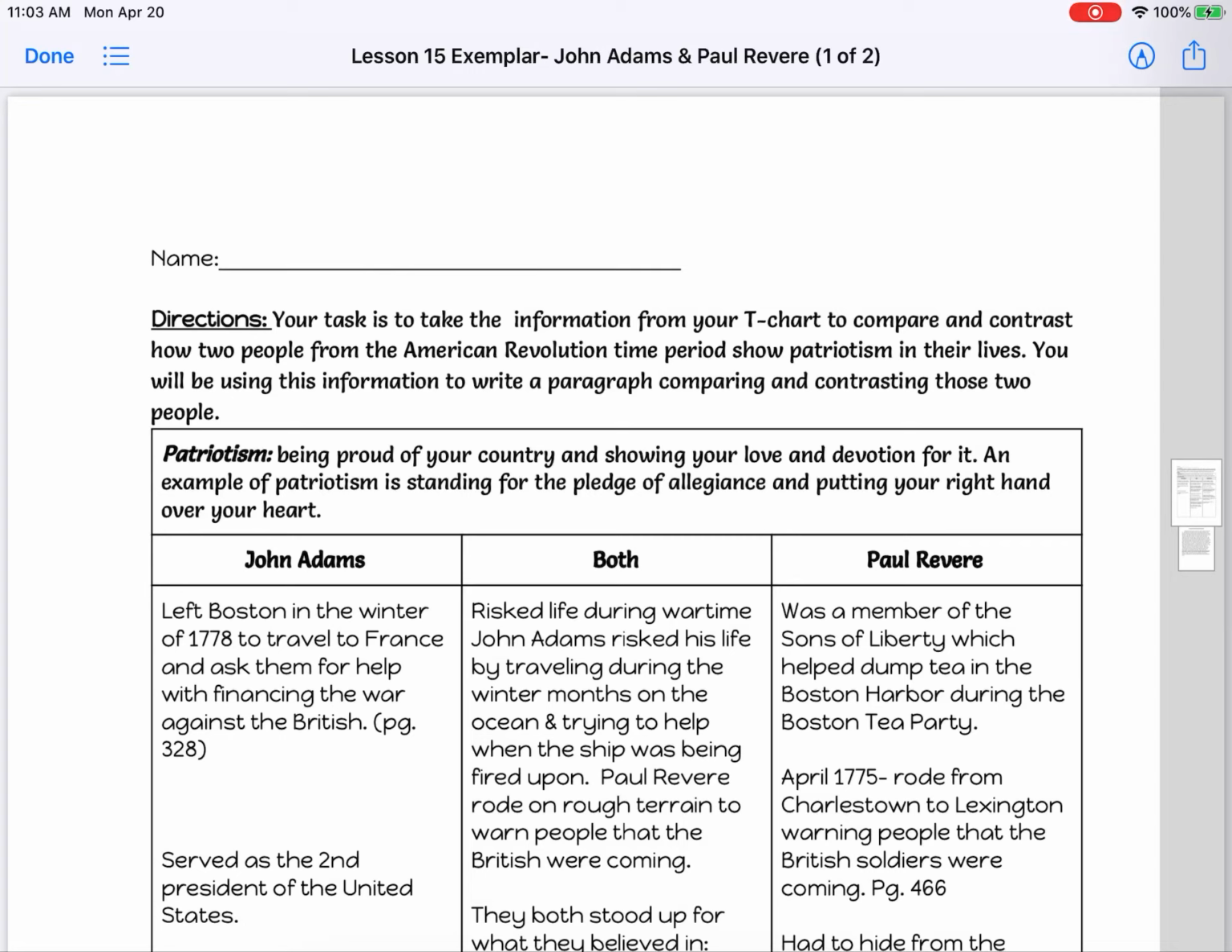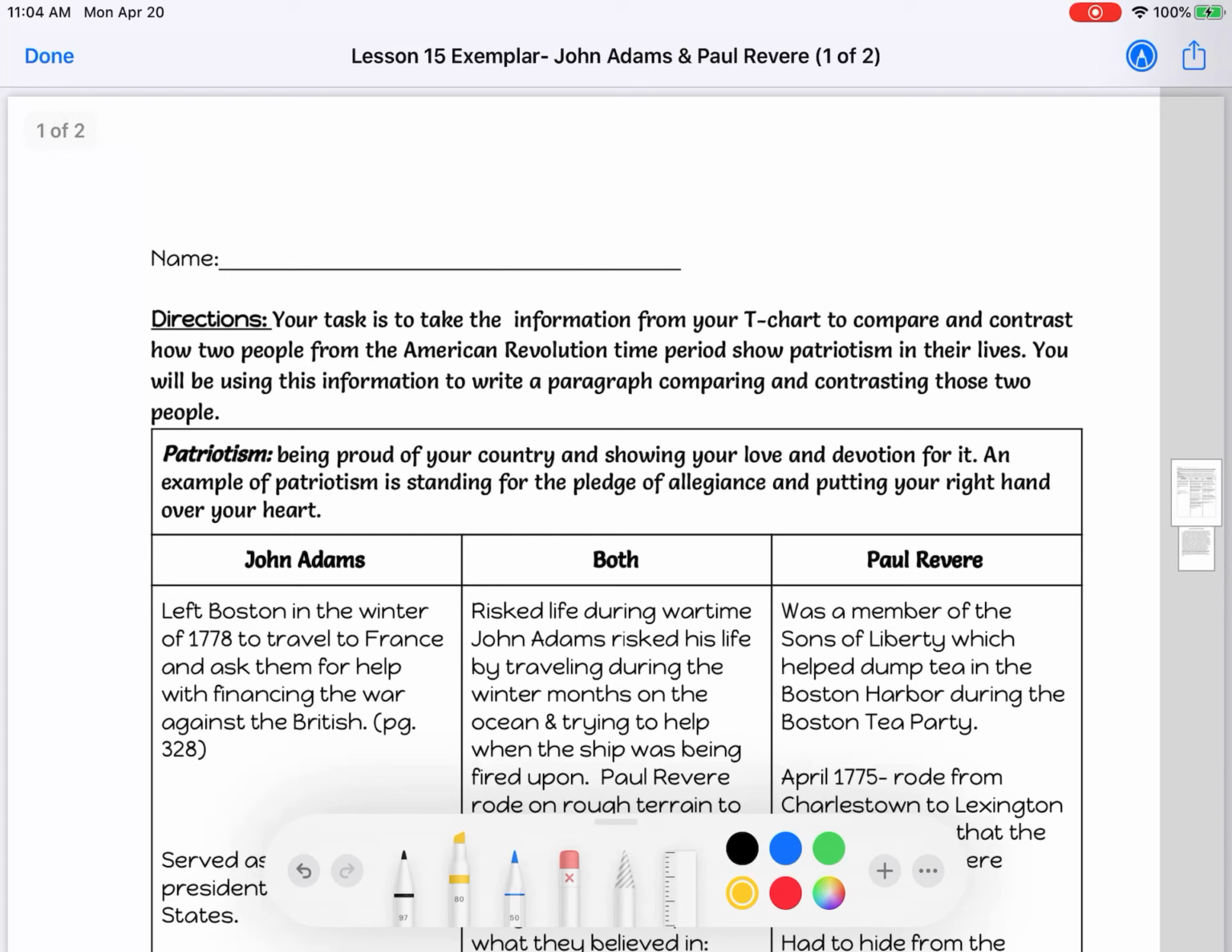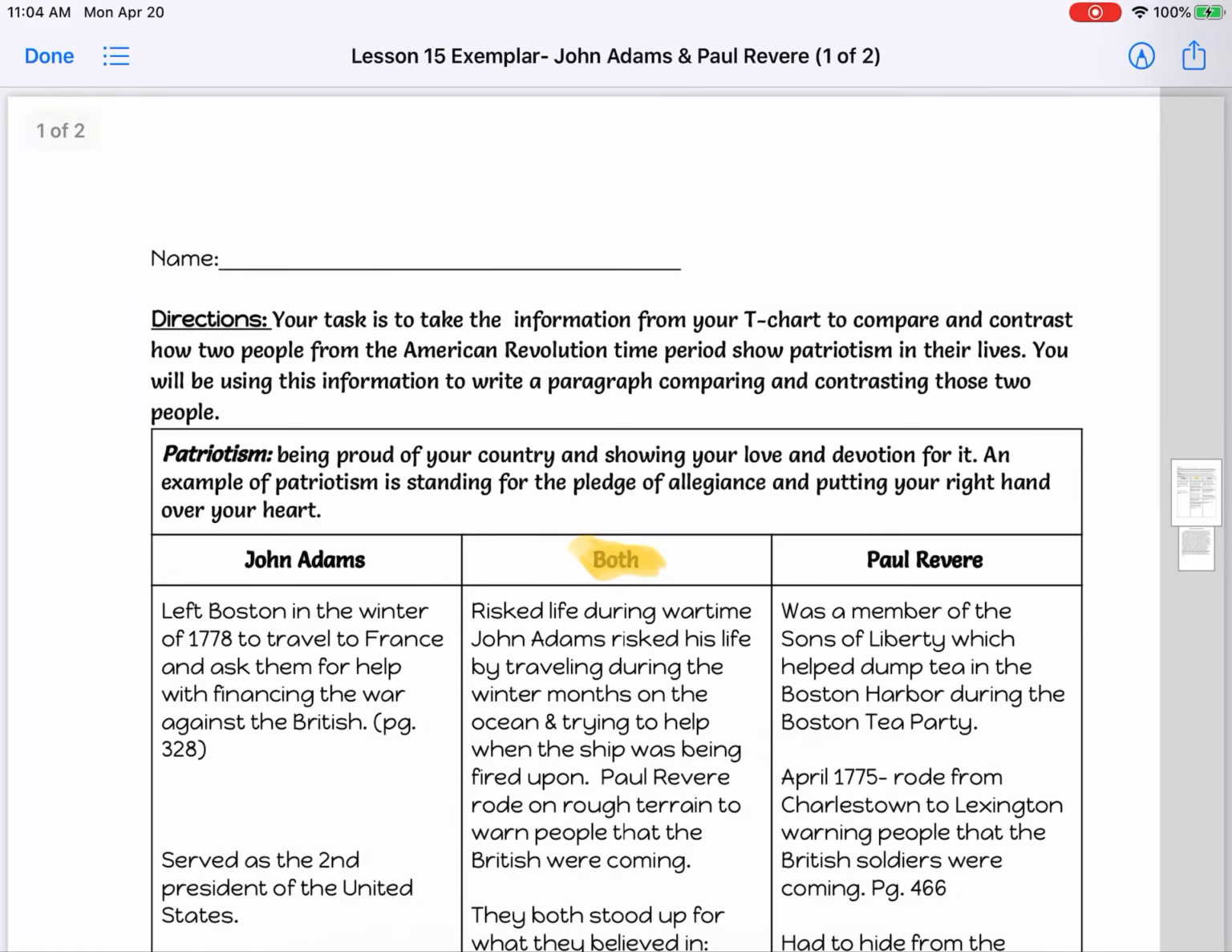So as you can see here, this chart looks very similar to the chart you filled out last week on Sybil Ludington and Joseph Plum Martin. However, there's a third column now. In the third column, that middle column, that's where you're going to put similarities that you find between the two characters. So you can see here, both. Okay, we're looking for how Joseph Plum Martin and Sybil Ludington were alike in the ways they demonstrated their patriotism.